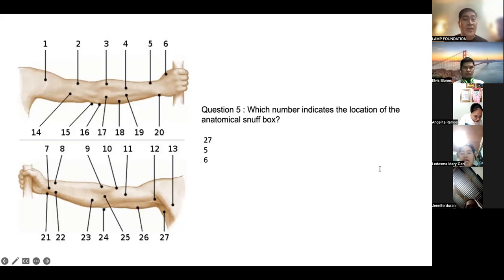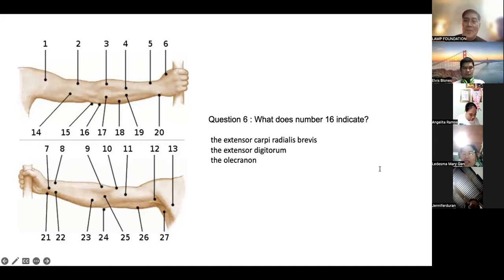Which number indicates the location of the anatomical snuffbox? Meron po tayong points sa acupuncture. Number 6, sir. Very good. Oy, wala ka pang mali, ah. Hindi kami makikinabang sa iyo. Okay. What does number 16 indicate? Olecranon. Okay.